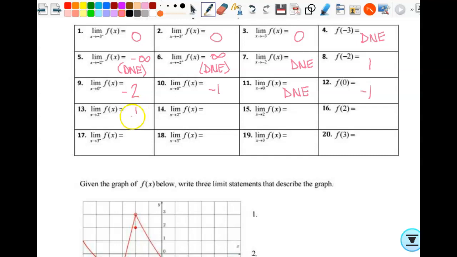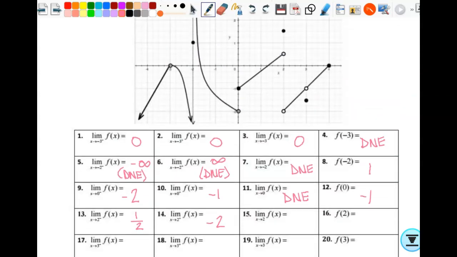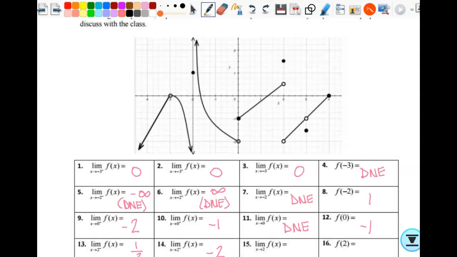So 13, I got 1/2. We agree with that? No decimals, right? Unless we're given decimals. 14, I got -2. Yes? No? No. Okay, well, hang on. Maybe I'm wrong. Let's make sure. 14, okay, as x approaches 2 from the right, I get -2. What did you have? 3/2? Oh, okay. It's probably more because that kind of doesn't make sense.